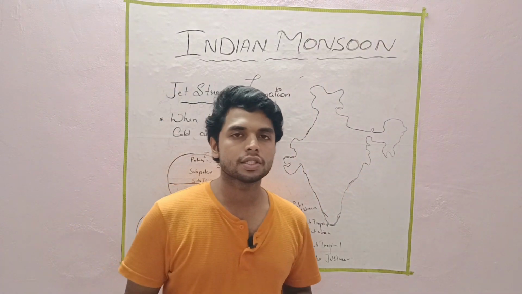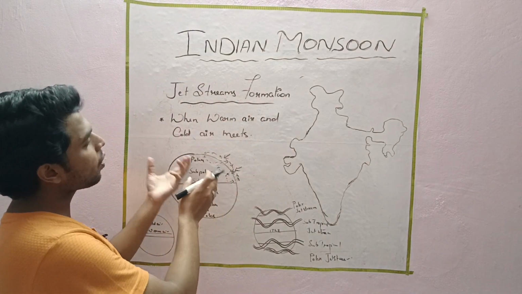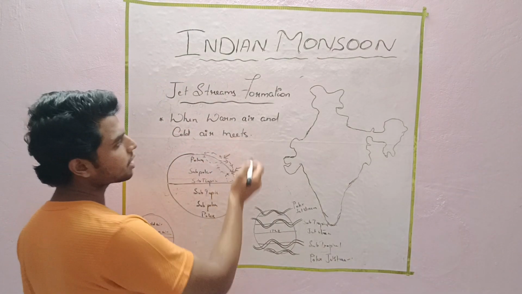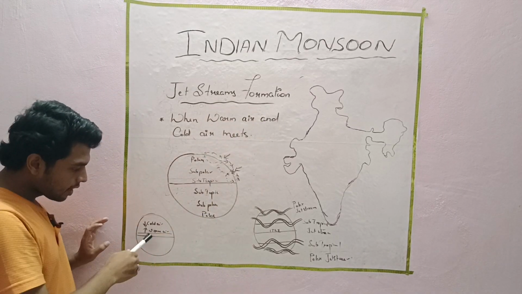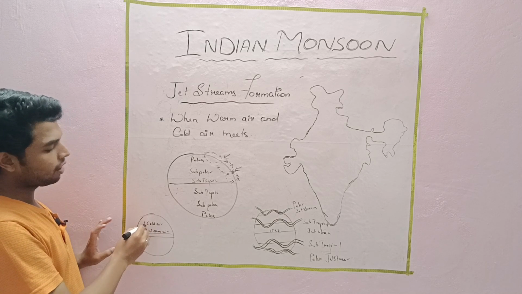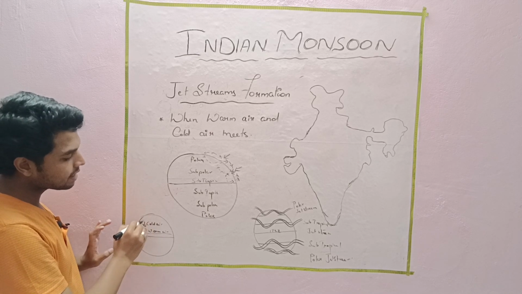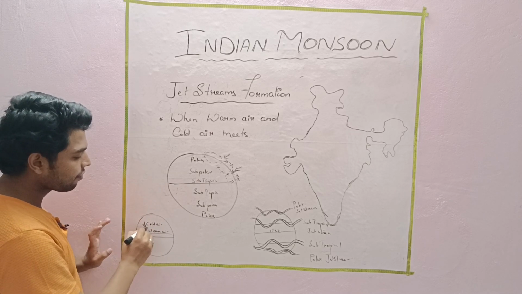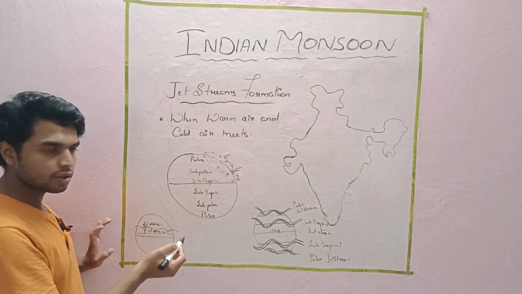Now coming to jet stream formation, we know that when warm air and cold air meet, a jet stream will be formed. Here, from here warm air will be moving, and from here cold air will be moving to this side. In that case, a kind of band of waves will be formed.